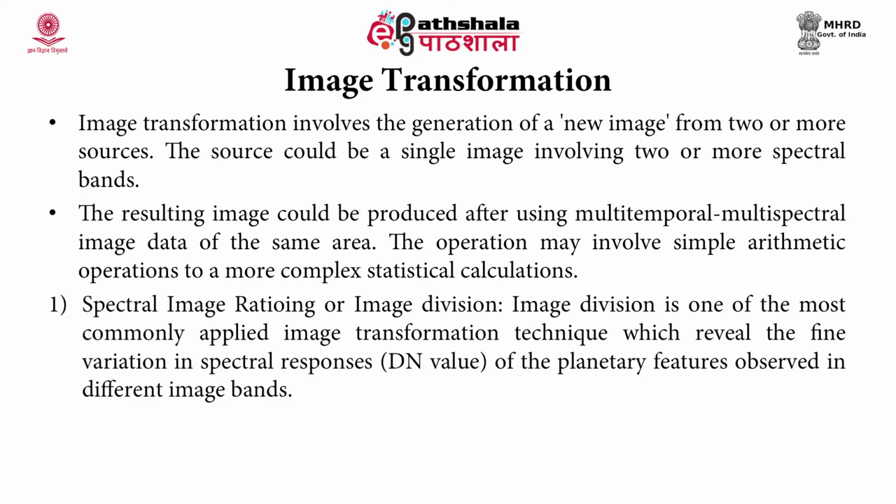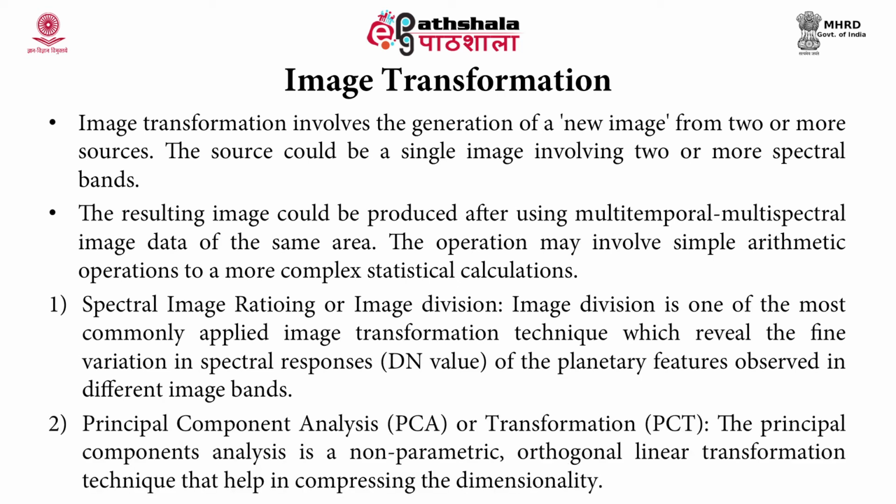For example, spectral image ratioing or image division. Image division is one of the most commonly applied image transformation techniques, which reveals the fine variations in spectral responses of planetary features observed in different image bands. The second is principal component analysis or transformation.